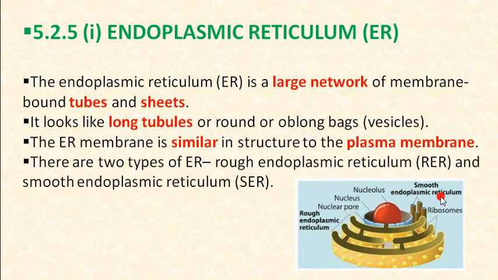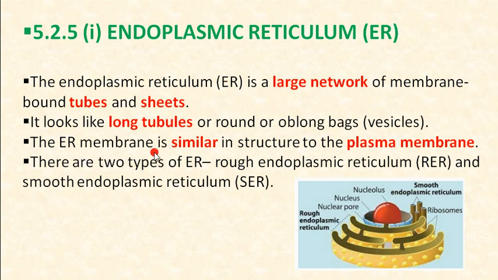Now our first cell organelle is the endoplasmic reticulum. It is called ER. The endoplasmic reticulum is a large network of membrane-bound tubes and sheets. So there are tube and sheet-like structures in a very large network. It means around the nucleus it looks like long tubules or oblong bags. These are called vesicles. So they have long tubules and vesicles. You can see this in the picture also.